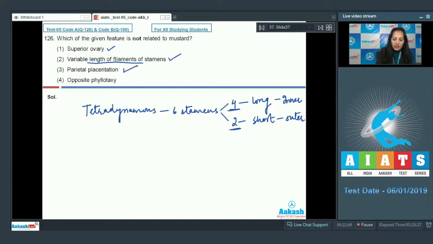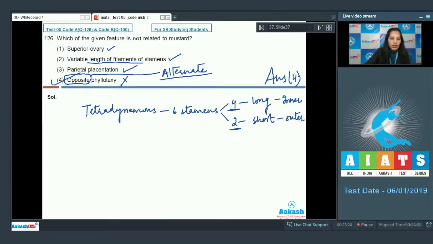Third, parietal placentation. Yes, mustard shows parietal placentation, where the ovules are present at the periphery. Fourth, opposite phyllotaxy. No. Mustard has alternate phyllotaxy, not opposite. In opposite phyllotaxy, each node has a pair of leaves, whereas in alternate phyllotaxy, each node has a single leaf only. So the correct option for the given question is option number 4. Let's move on to the next question.